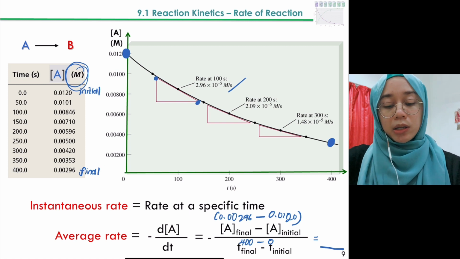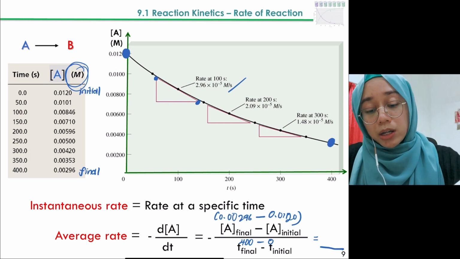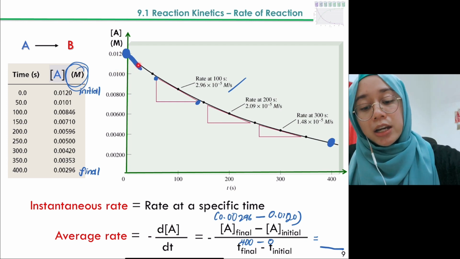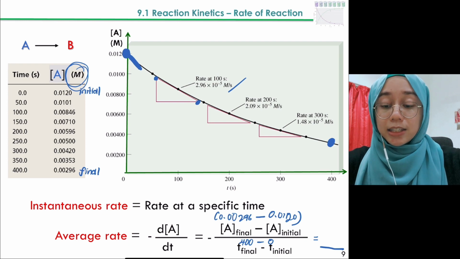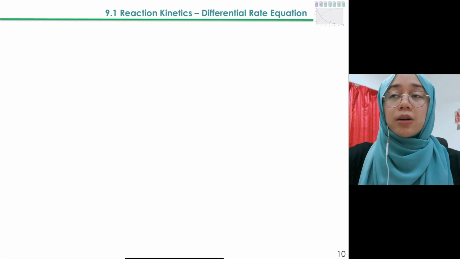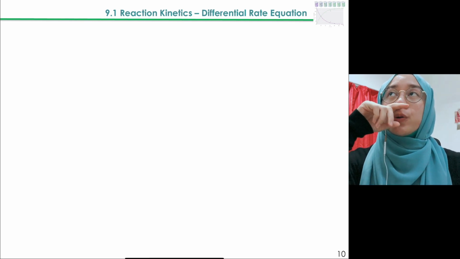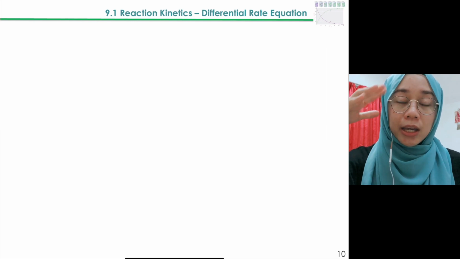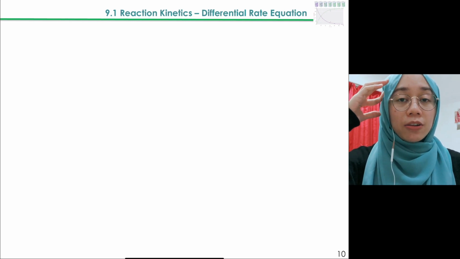Tapi kalau diminta untuk cari initial rate, bermaksud kamu kena buat slope kat atas ni. Okay, so buat slope dekat atas ni. Okay, and then kamu kira lah berapa tangent dia dekat situ. Okay, so that is how you calculate ataupun you determine the rate of reaction based from a graph. Okay, based from concentration over time punya graph.